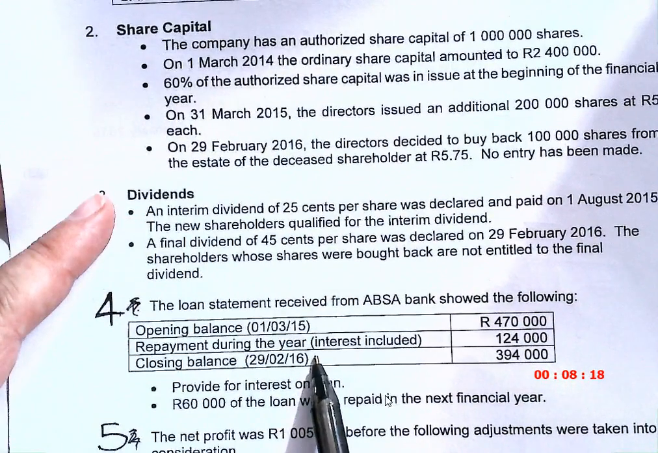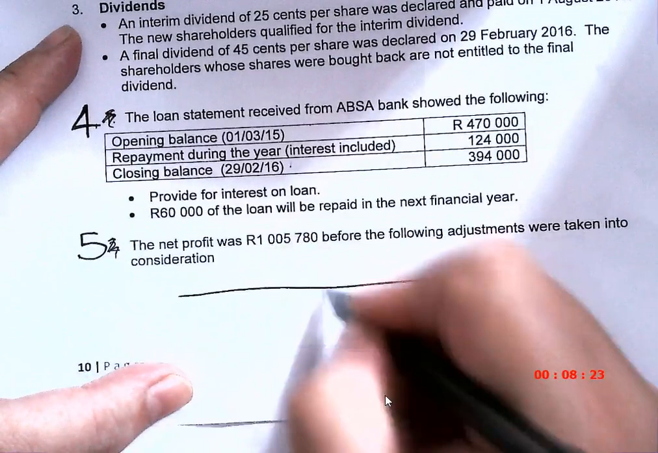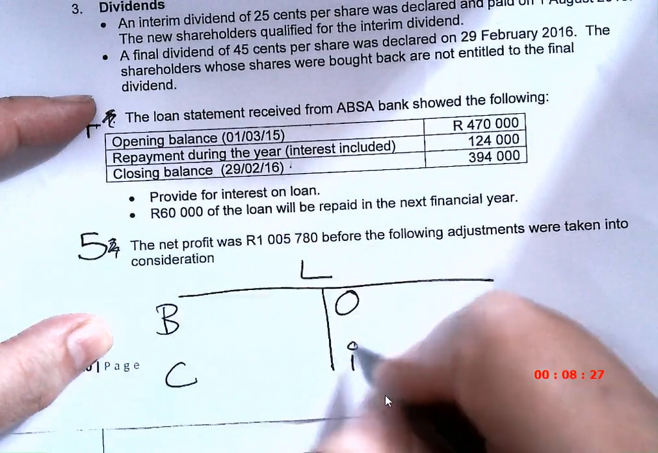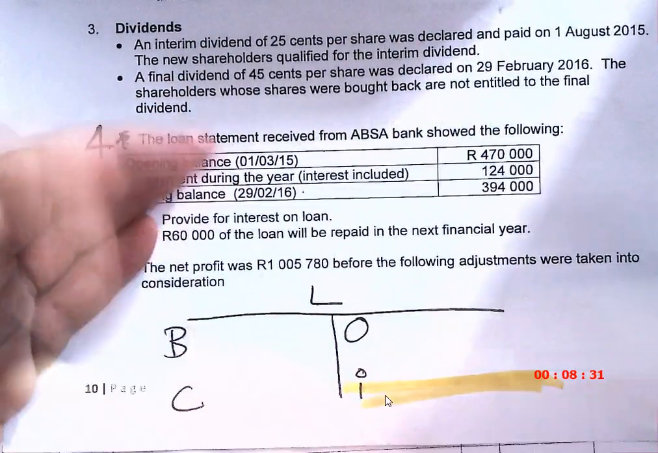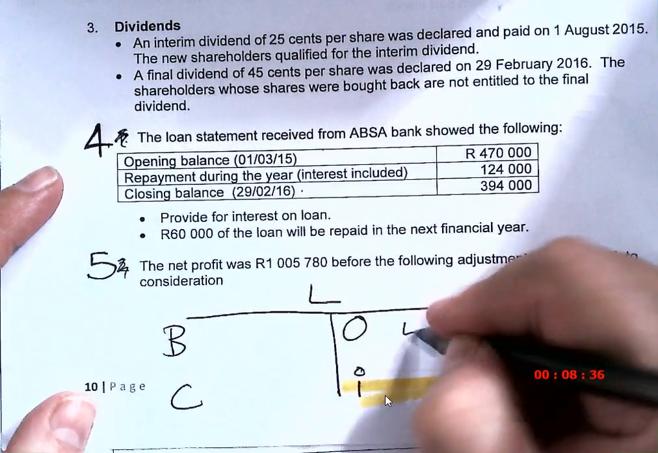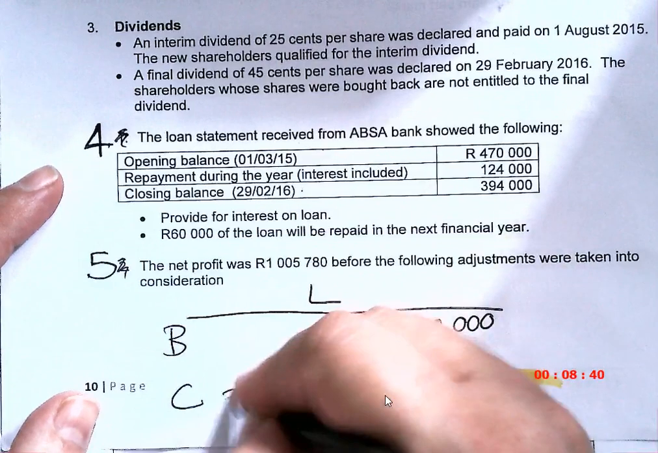Now, what am I going to do? Oh, I'm going to do a T. So I'm going to do a little T for loan with an opening and a closing and a bank and an interest on loan. And I'm looking for this amount. So let's have a look. My opening is 470. My closing is 394.